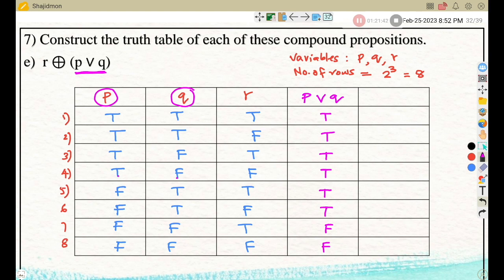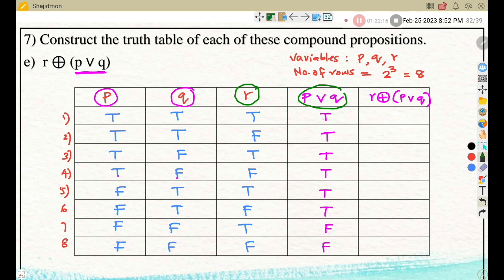Now we will go to the last one, that is R XOR operation P or Q. So we can go to the columns. What are the columns? We can highlight. You can see this one and XOR this operation, correct? So for the XOR operation, what we told: both are true means it is false, correct? Both are false, false. One true means true.